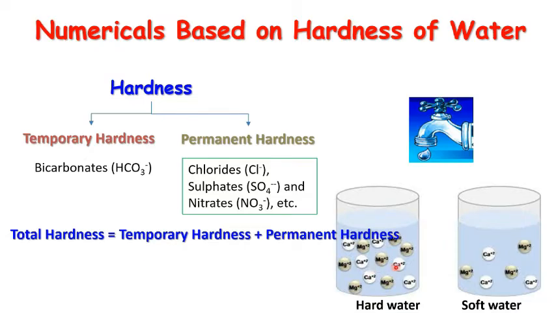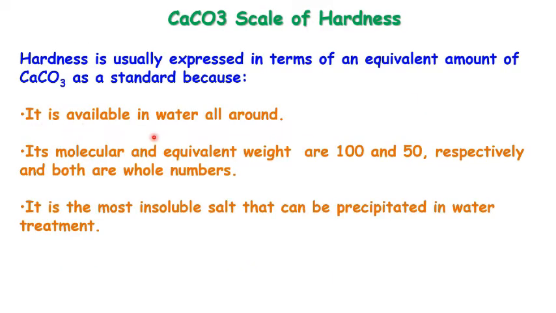The hardness which is present in the water sample is represented on the calcium carbonate scale of hardness. So what is this calcium carbonate scale, and why do we use it to represent hardness? The reasons are: first, it is available in water all around. Secondly, its molecular and equivalent weights are 100 and 50 respectively, both whole numbers, so it is easy to calculate the hardness on this scale. And next, it is the most insoluble salt that can be precipitated in water treatment. So these are the reasons why we generally represent hardness in terms of the calcium carbonate scale.